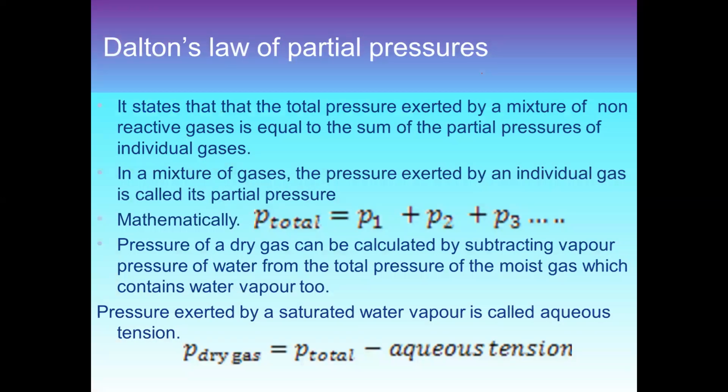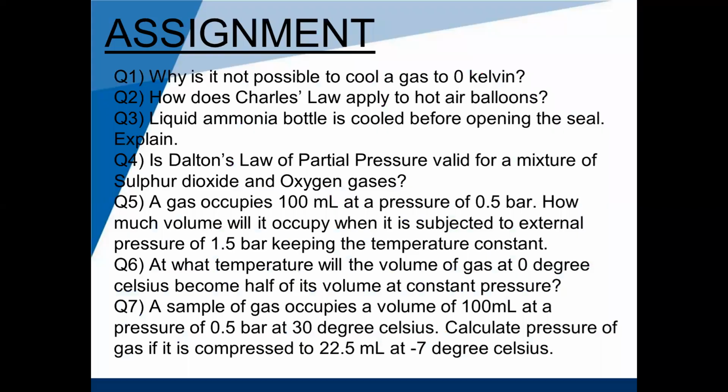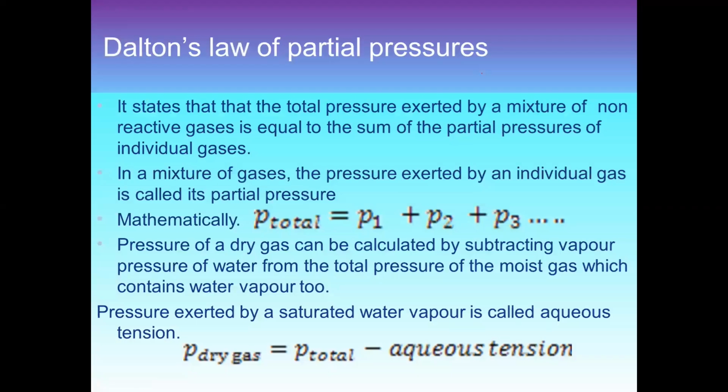Next is Dalton's law of partial pressures. It states that the total pressure exerted by a mixture of non-reactive gases is equal to the sum of the partial pressures of the individual gases. In a mixture of gases, the pressure exerted by an individual gas is called its partial pressure. So P total is equal to P1 plus P2 plus P3.